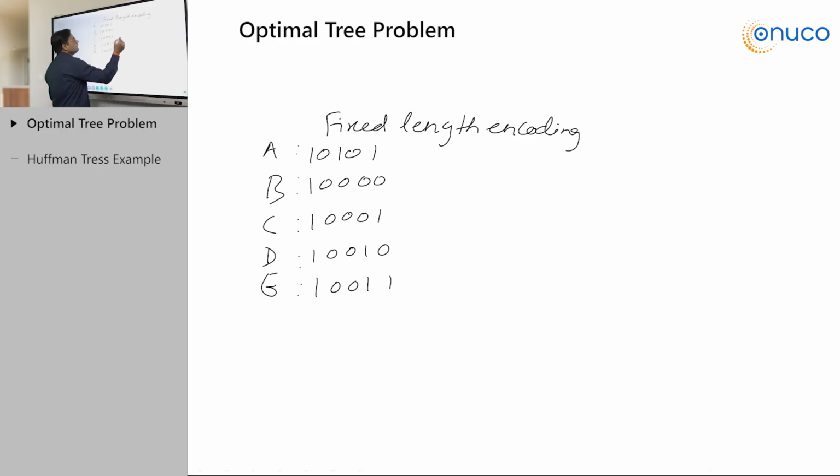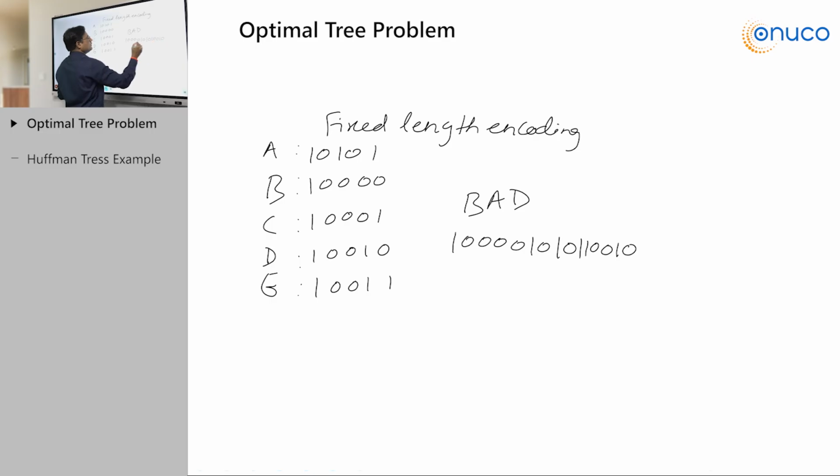Now someone wants to encode, say, BAD. So how will it go? B, what is the form of B? B can be written as 1 0 0 0, A can be written as 1 0 1 0 1, and D can be written as 1 0 0 1 0. Look, this is the encoded form. This is called encoded. This is called plain text.